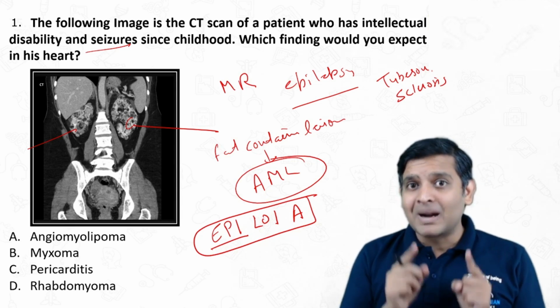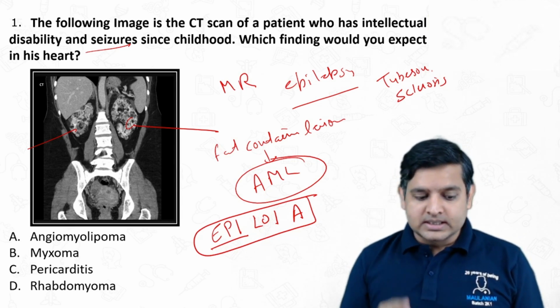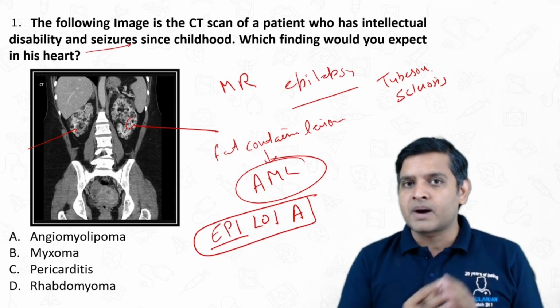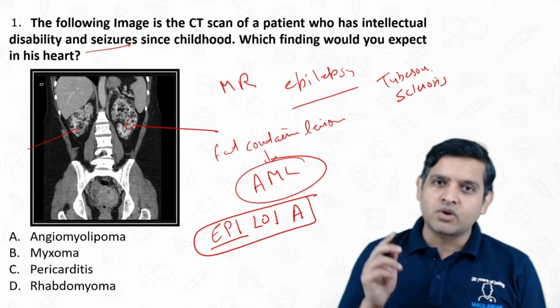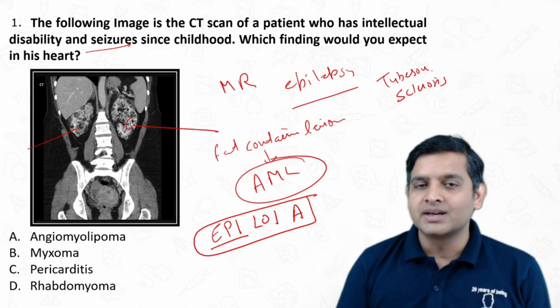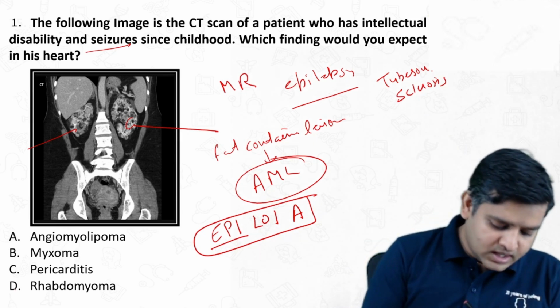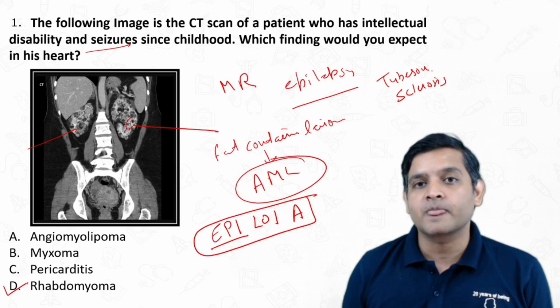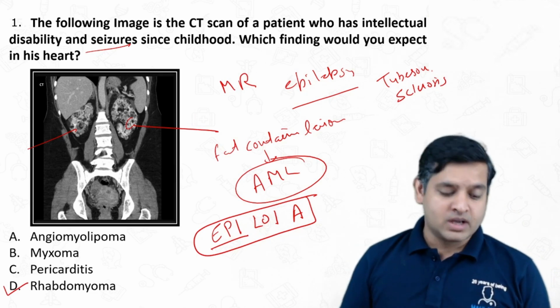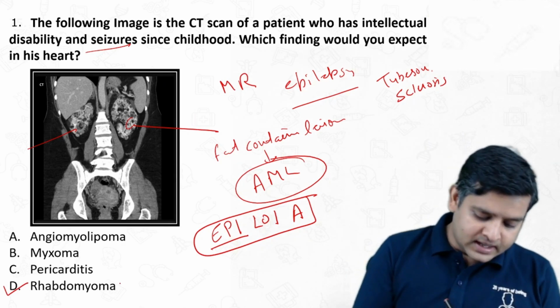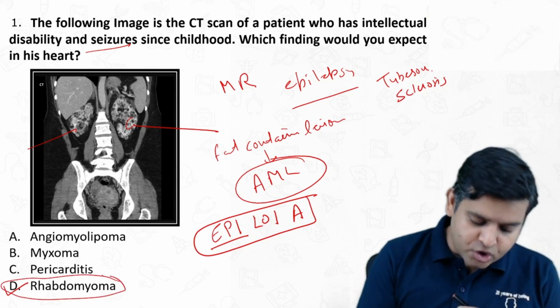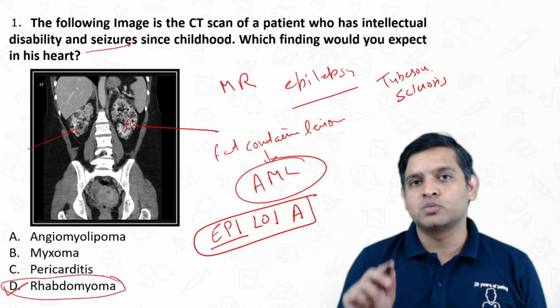Tuberous sclerosis is a multisystemic disease. The disease does not involve just 2-3 parts. Lot of body organs are involved, and an important feature in the heart that is seen in tuberous sclerosis is cardiac rhabdomyomas. So it is not atrial myxomas, it is cardiac rhabdomyomas which are commonly seen in tuberous sclerosis.